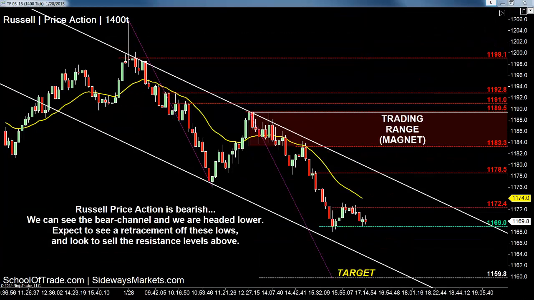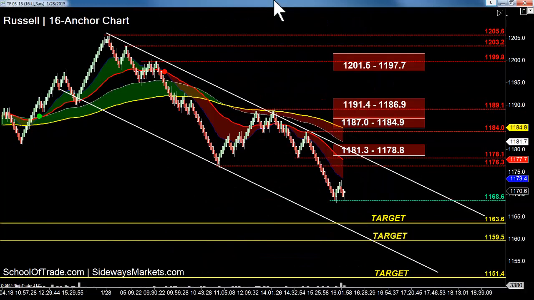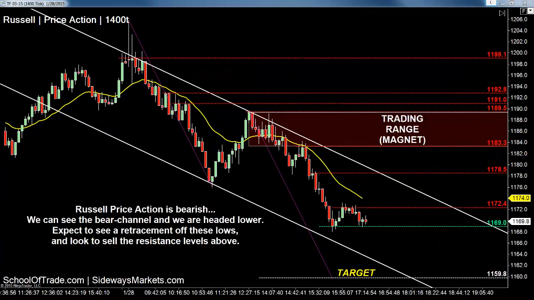Okay? Last but not least here on the Russell, price action. Price action is very bearish. And again, you see the difference here? See this chart? See how every candlestick is the same size? Look at this chart now. This is a tick chart, or what we call a variable open, high, low, close. Every candle is a little bit different. There's a lot of wisdom inside of these candlesticks.